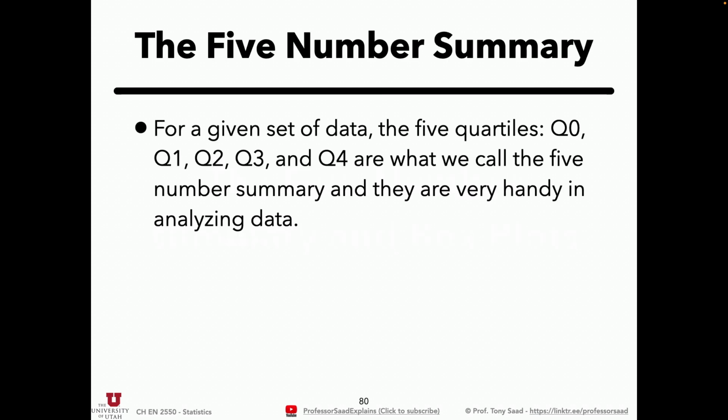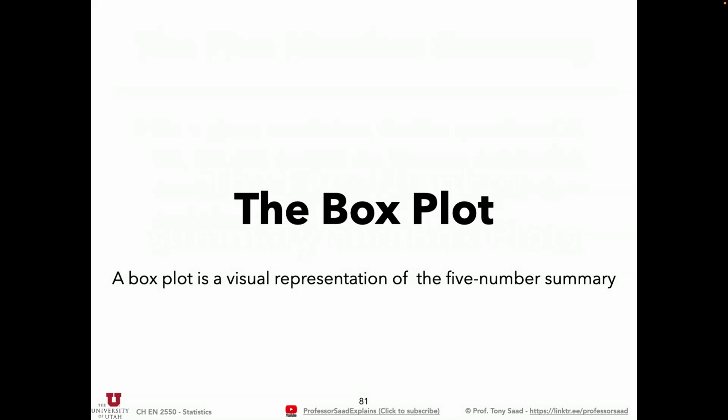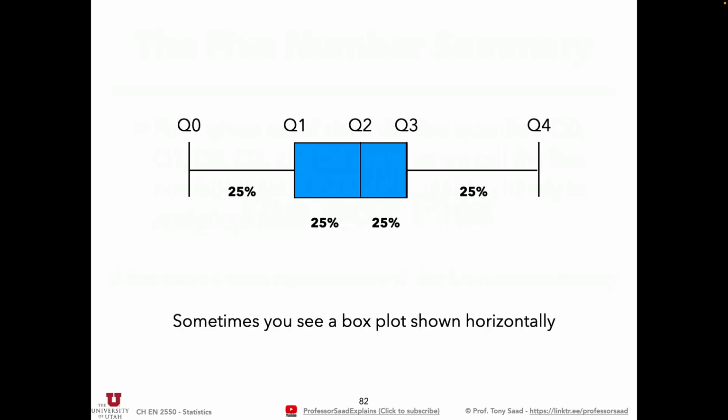Again, if we take Q0, Q1, Q2, Q3, Q4, so that's the minimum, 25%, median, 75%, and 100%, together they form five numbers. We can put them in what's called a box plot. It's simply a visual representation of this five-number summary. This is what a box plot looks like. It summarizes an entire distribution. Could be 1 million data points or 5 data points or 10 data points.